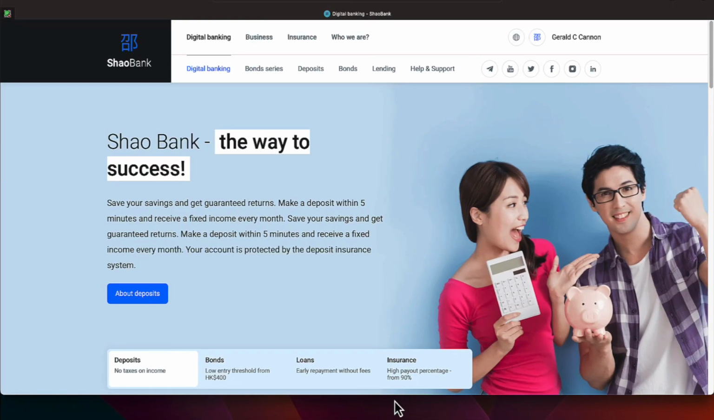All right, everyone. We're over here on ShaoBank, the way to success. Save your savings and get guaranteed returns. Make a deposit within 5 minutes and receive a fixed income every month. Your account is protected by the deposit insurance, everyone.